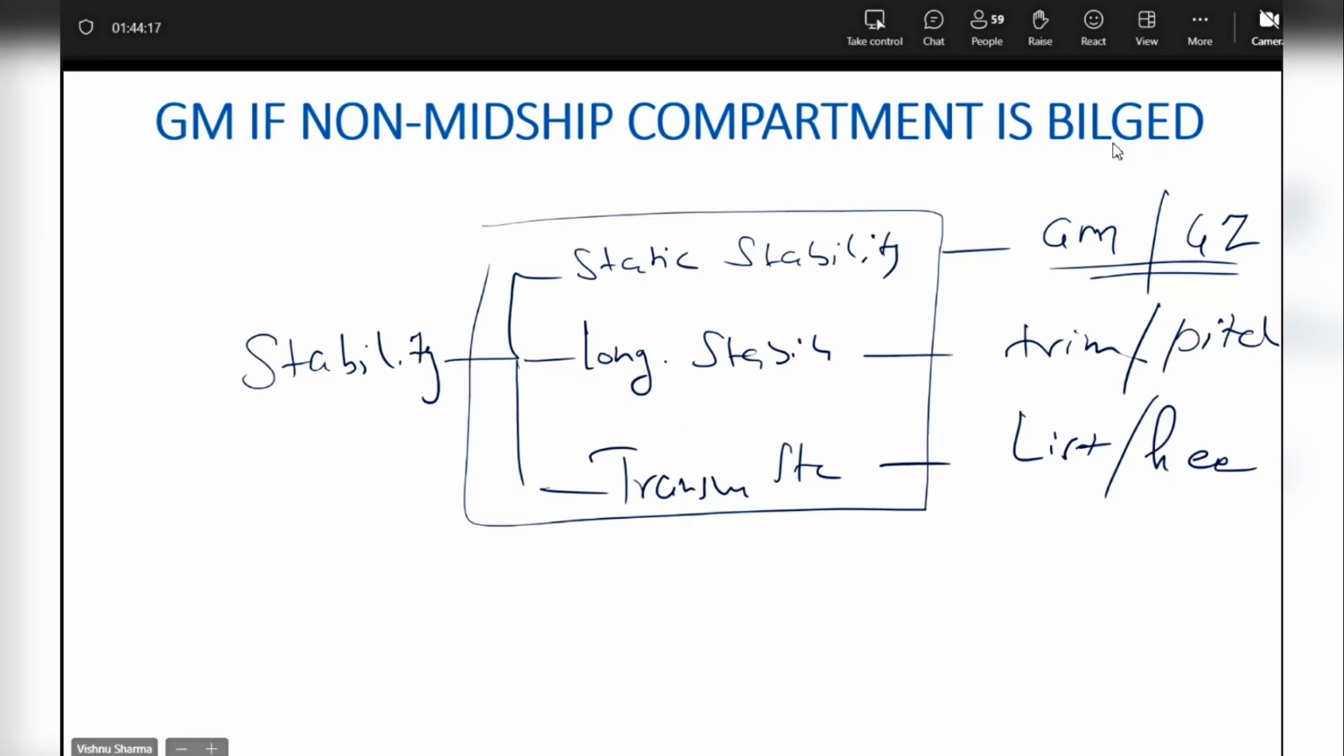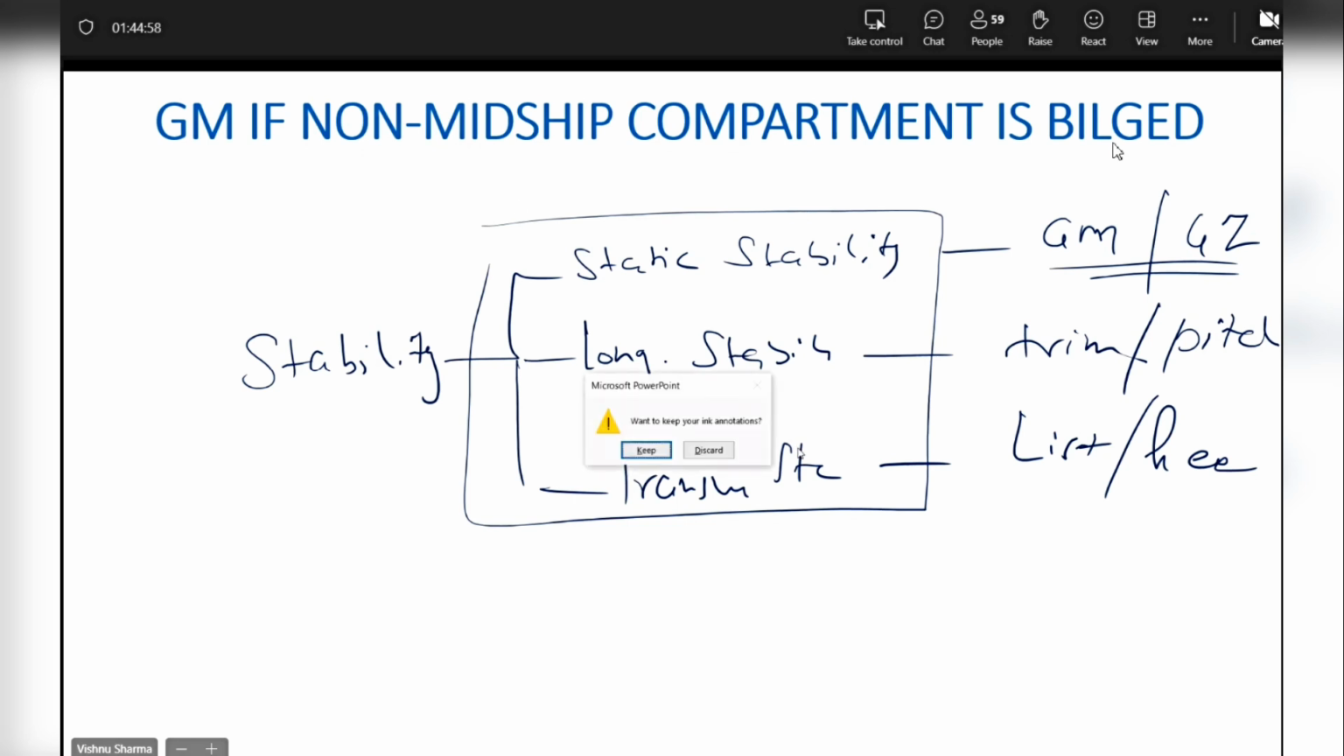So we should not just tune our minds that GM is required only if the bilging is of a midship compartment. Tomorrow somebody gives you a bilging of a compartment at the end or somewhere else and tells you to calculate GM, you should not start getting up in the MMD hall and saying the question is wrong. Please don't do that. The question is very much right. It is because we are programming our minds wrongly, and that's what actually leads to the problem. So I'm just warning you that the GM question can be required to be calculated even when the compartment bilged is not at midships, and that is what this topic is.